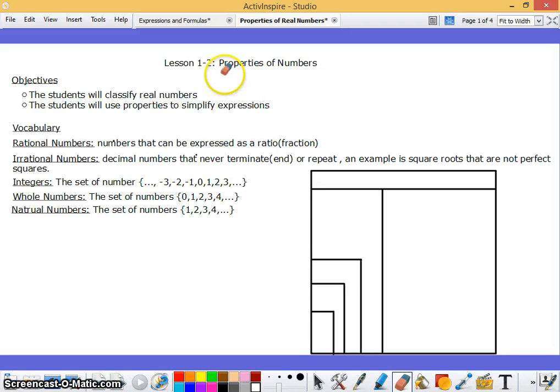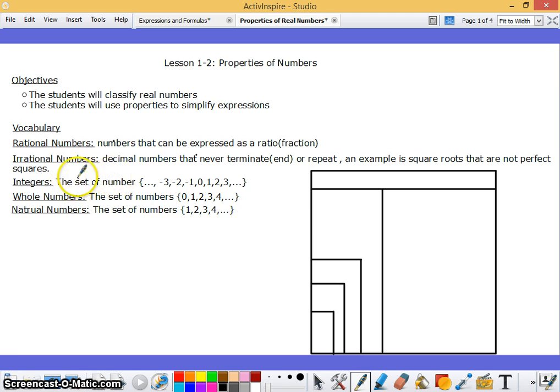Okay, today's lesson is on properties of numbers. Our objectives for today are that the students will classify real numbers and that the students will use properties to simplify expressions. Our vocabulary for today. Rational numbers can be expressed as a ratio, which means fraction, and irrational numbers are decimal numbers that never terminate or end or repeat. An example is square roots that are not perfect squares.